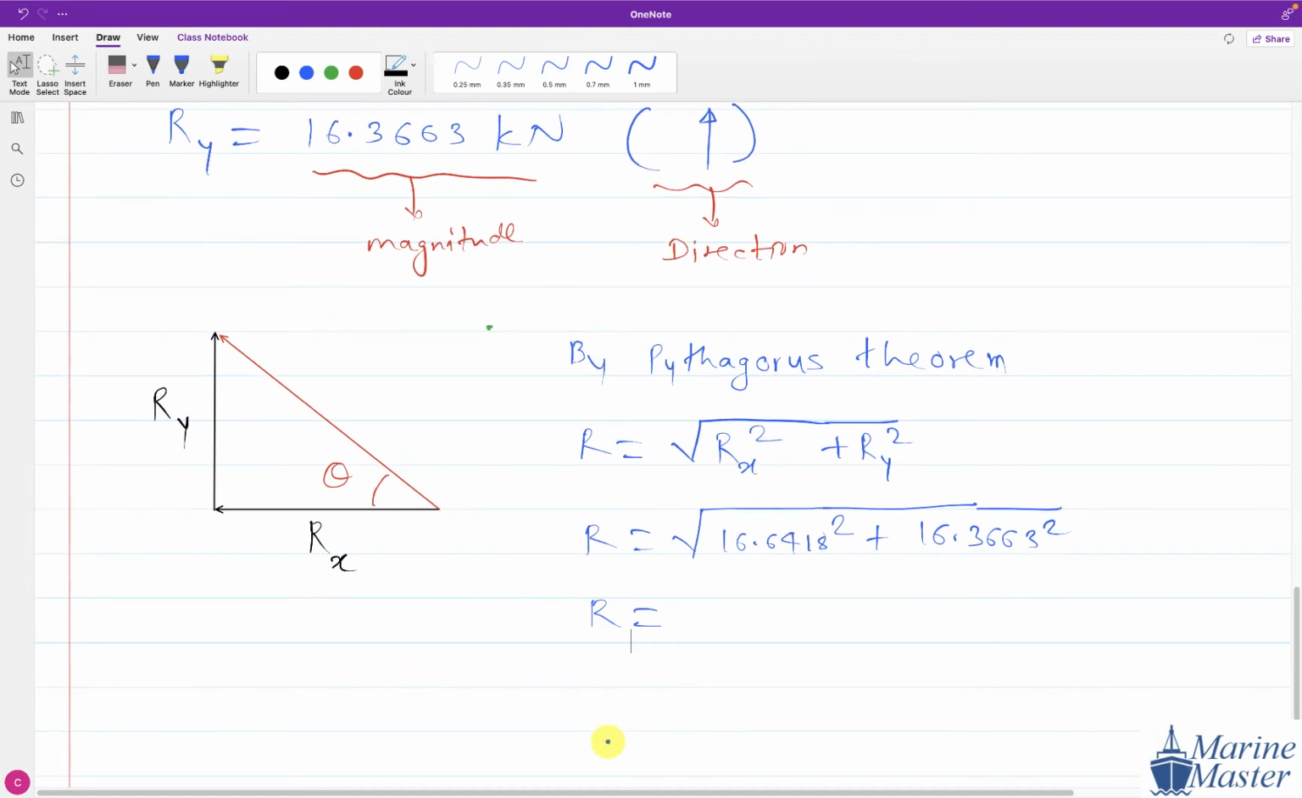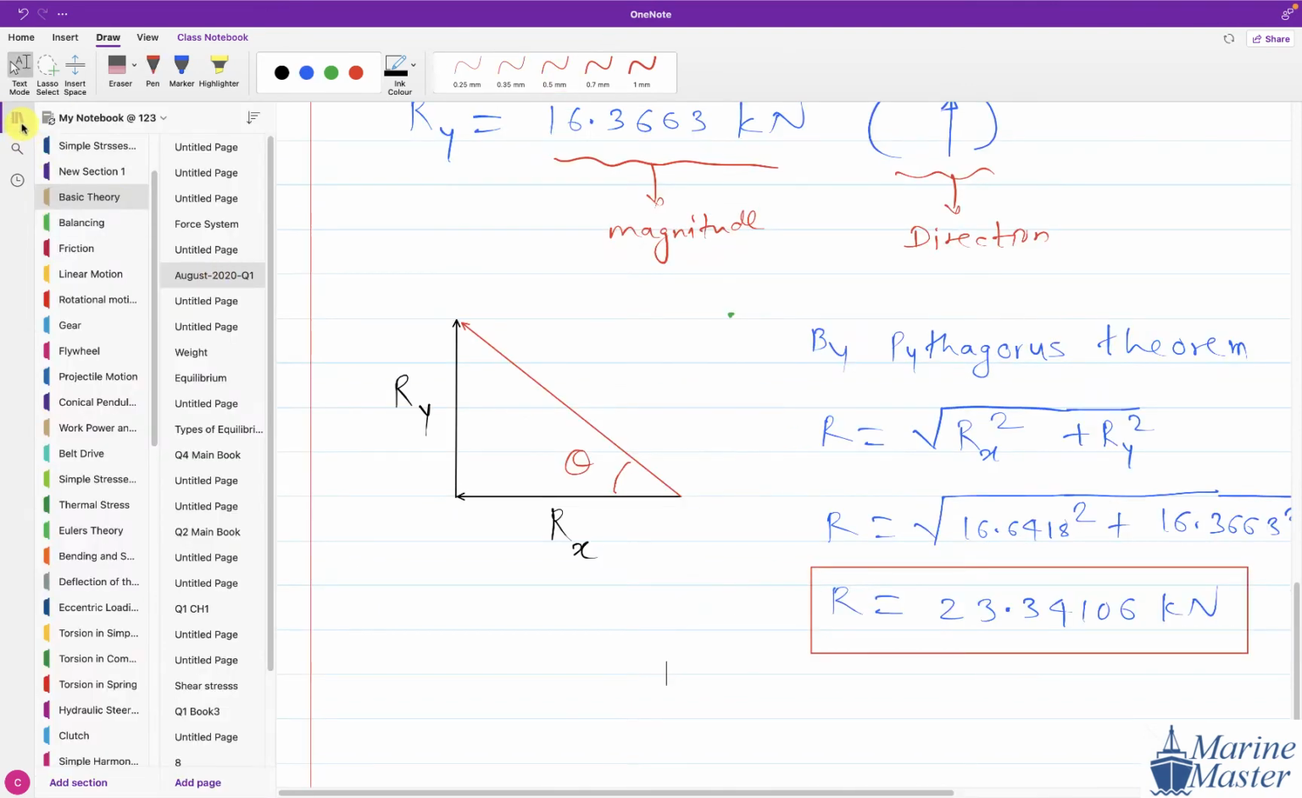Don't write anything, first of all do the calculation. 16.6418 square plus 16.3663 square. How much value are you getting? Sir, 284.497. No, it is wrong. Check it properly. Okay, sir, under root, square root. Okay, I will check, sir. It must be 23.34106 kilonewton. Yes, sir.